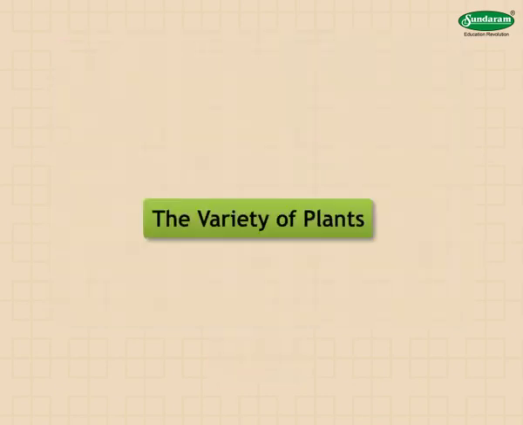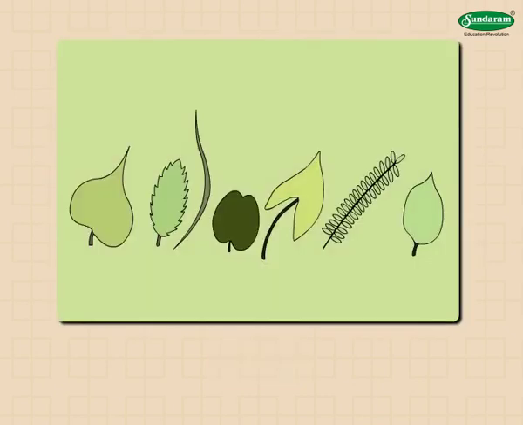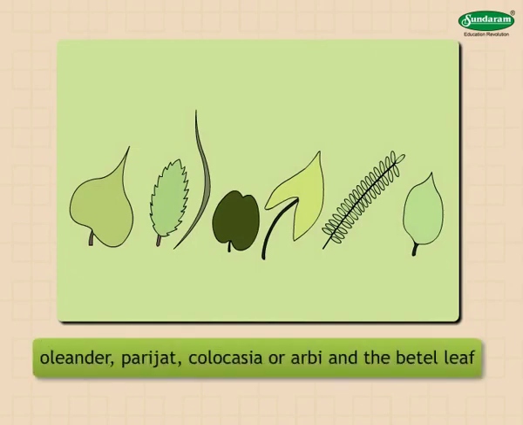The variety of plants. Try this. Observe the leaves of the oleander, parijat, colocasia or arbi, and the beetle leaf. Feel them with your hand.